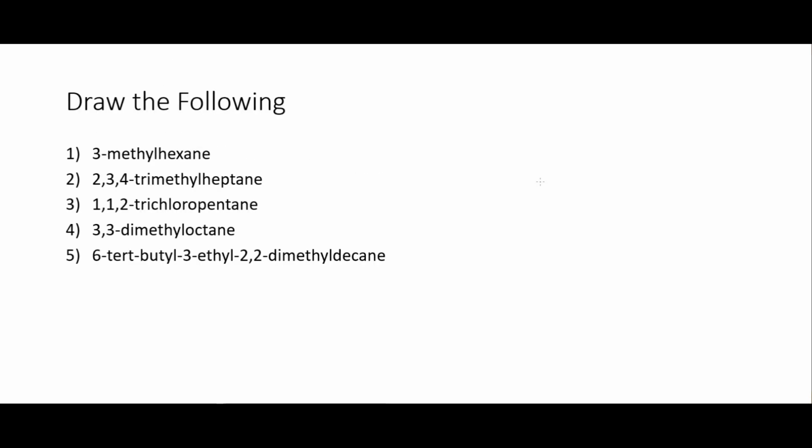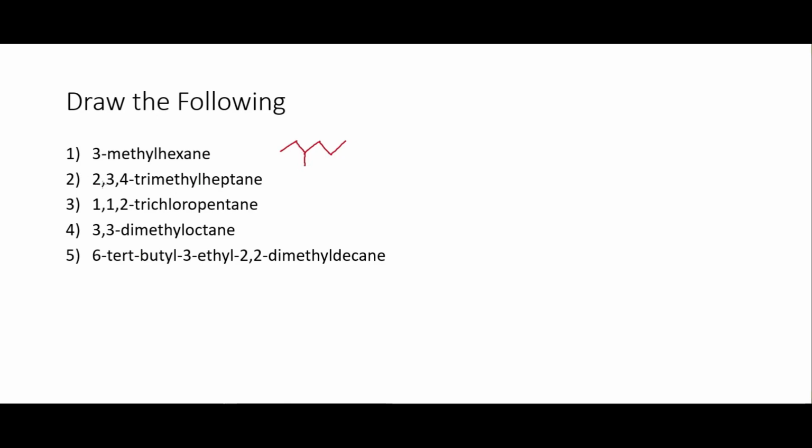So then here I put some exercises. Again, I encourage you to pause the video and try to draw these structures for these things yourself before I do them. But I'm going to go through these here. So we have 3-methylhexane. So we know hexane is 6 carbons, so 1, 2, 3, 4, 5, 6. We have a methyl on the third, so that would look like that.